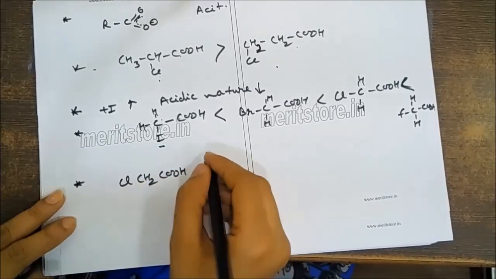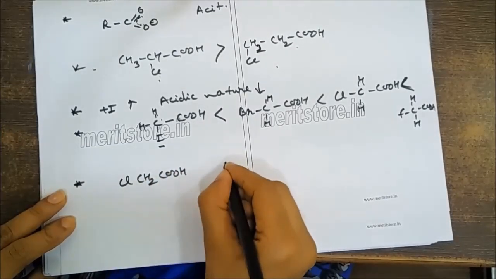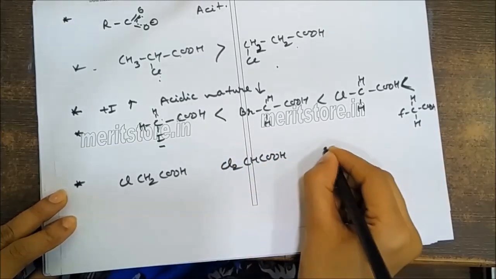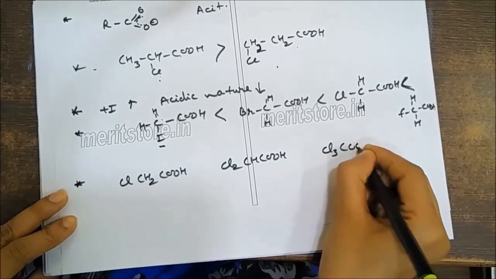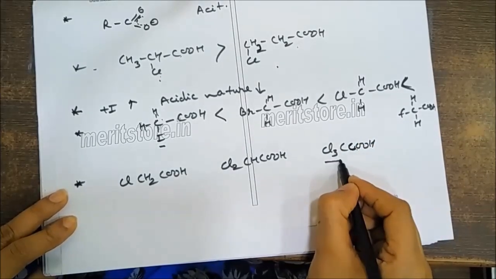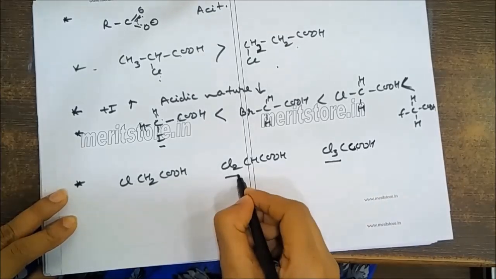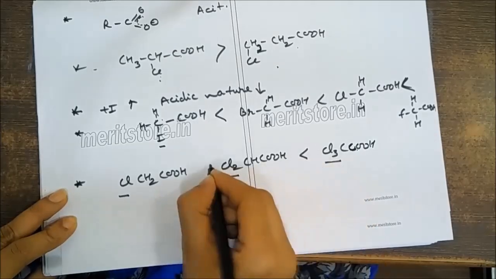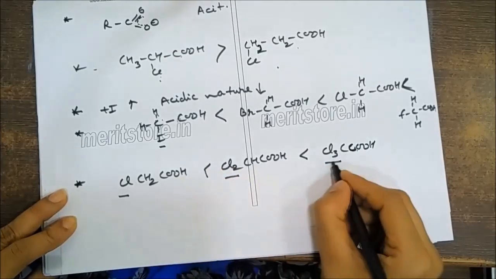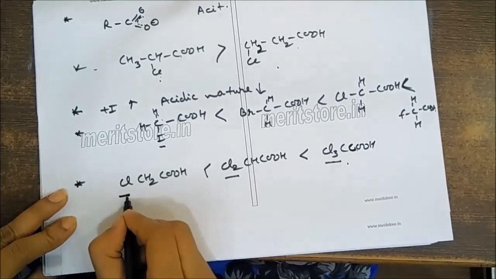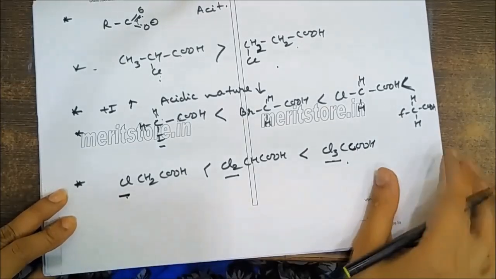If we see the acidic order in these compounds, here 3 electron withdrawing groups are present, here are 2 and here is only 1, so the acidic nature will be greater in this compound and the acidic nature in this compound will be very less.